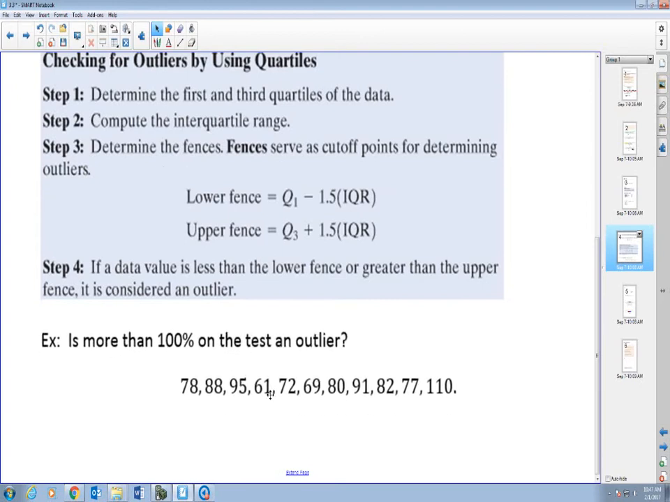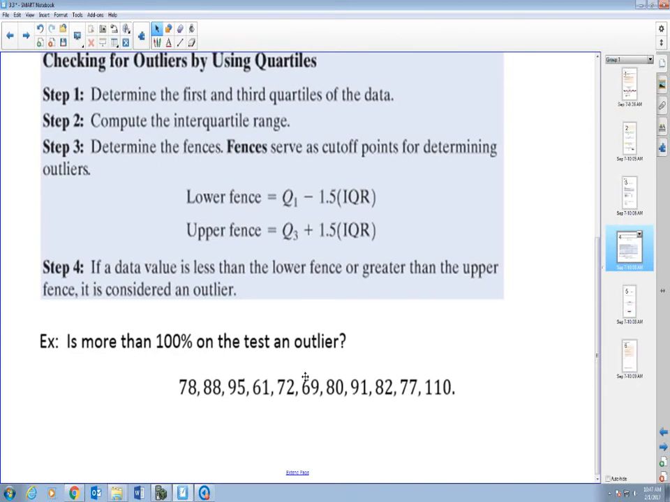So for example, is more than 100% on the test an outlier? Here I have 110. We're trying to see whether this 110 grade is an outlier or not. If this number falls outside my lower or upper fence, it will become an outlier.